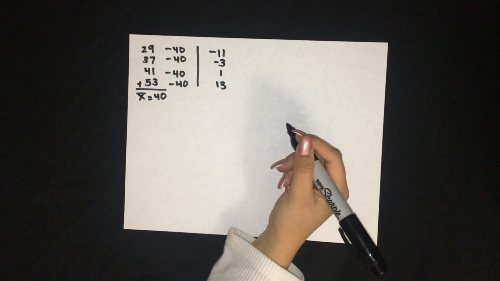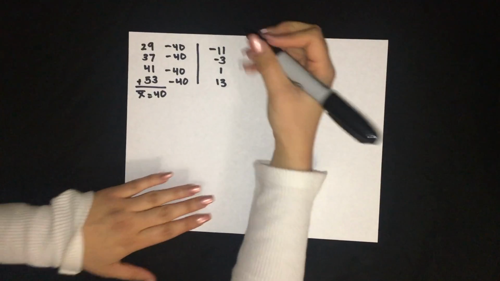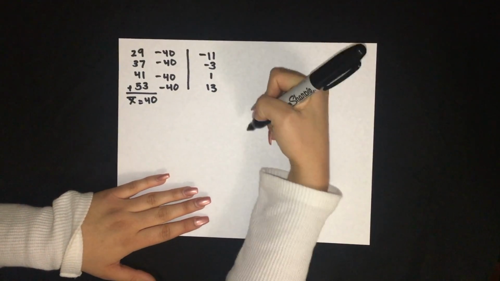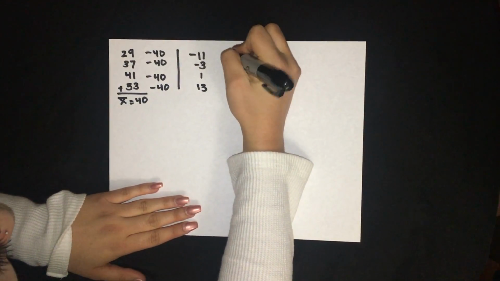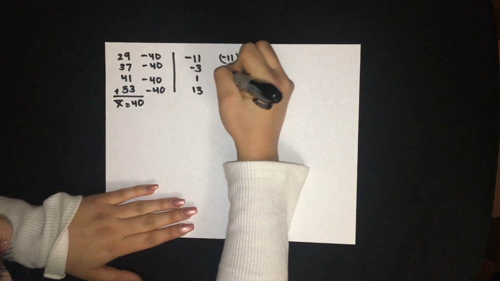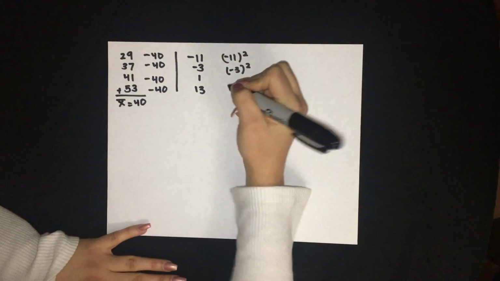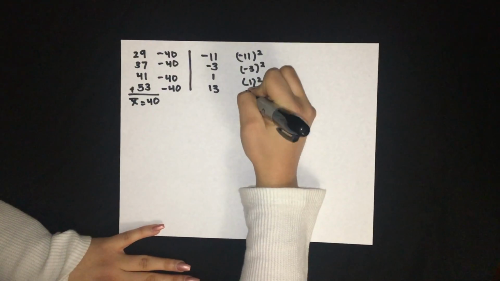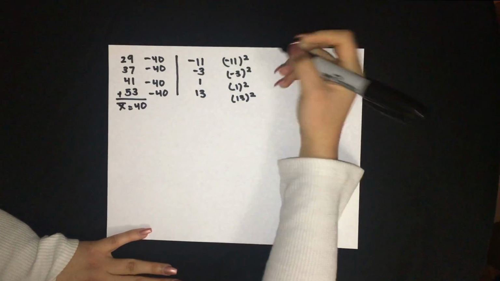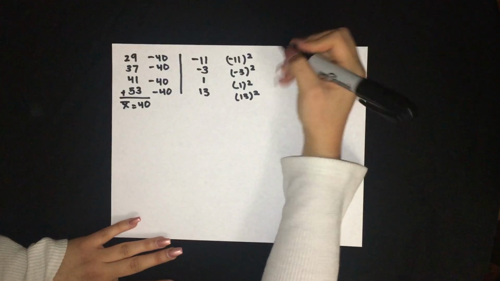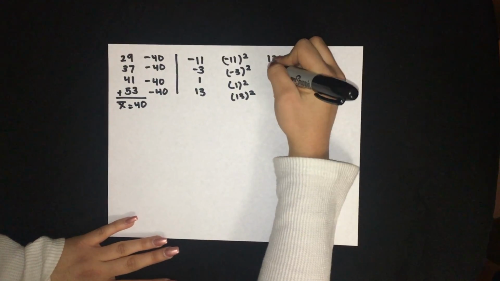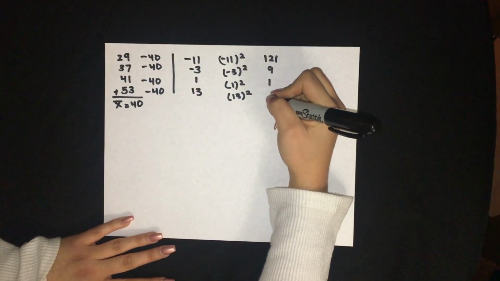The next step is going to be to square each one of the numbers. So you're going to do negative 11 squared, negative 3 squared, 1 squared, and 13 squared. After that, you're going to get 121, 9, 1, and 169.